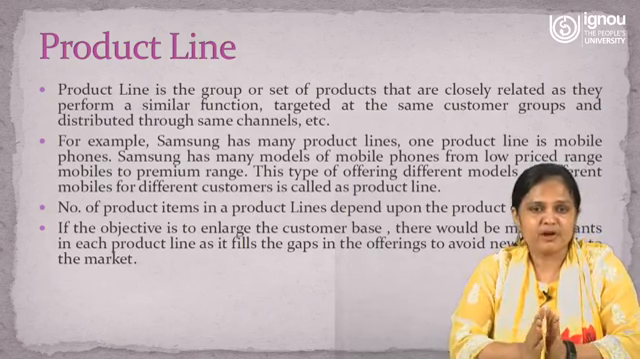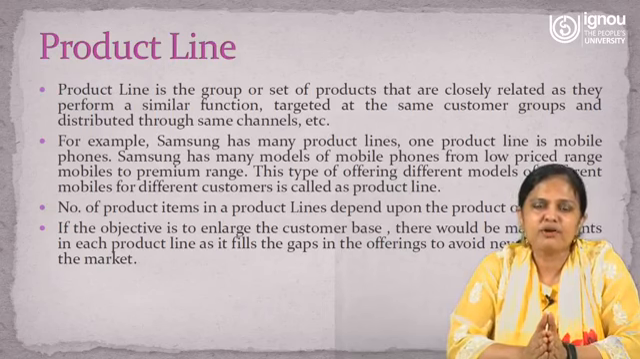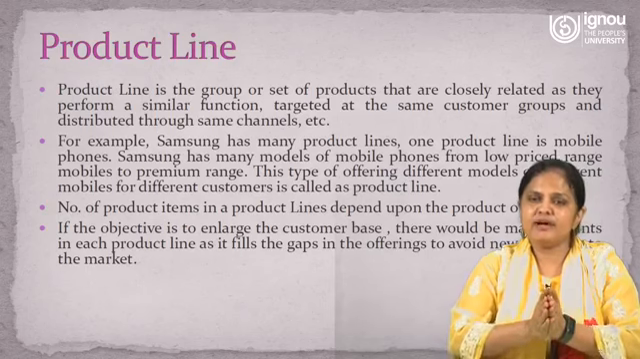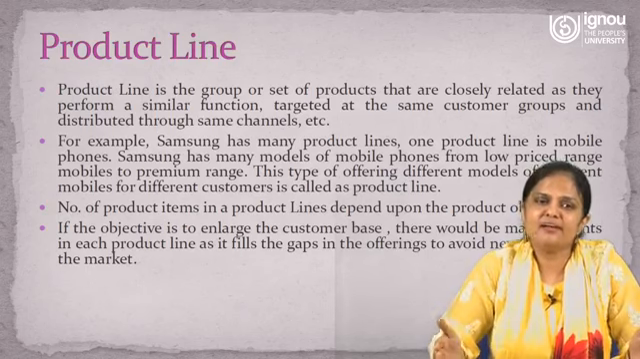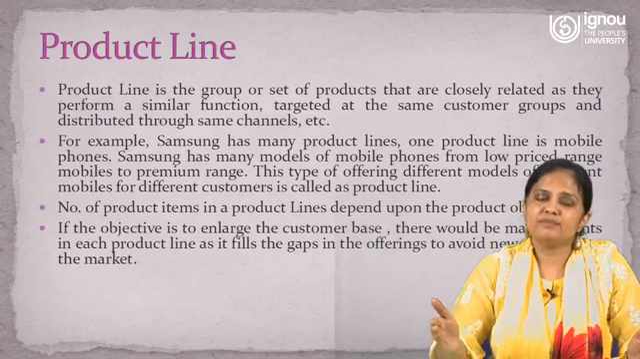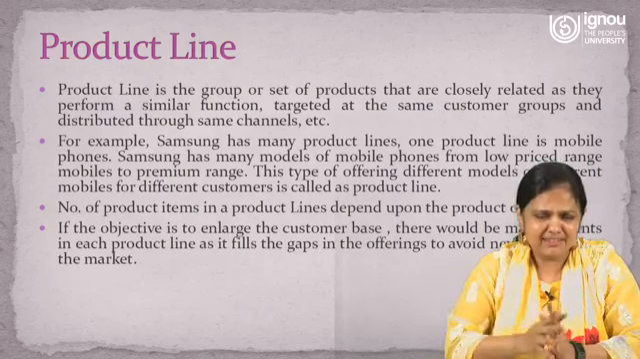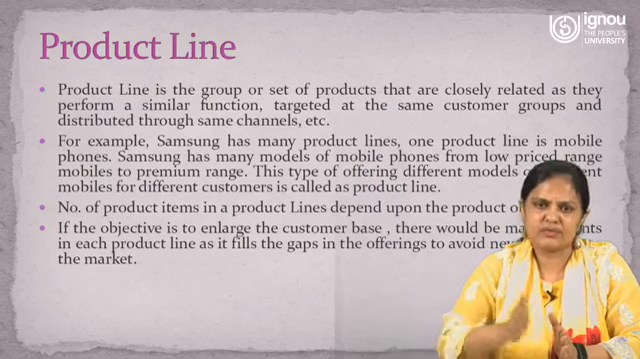The number of product items in a product line depends on the product objective. So what kind of product objectives the company is setting determines how many products are going to be there in the product line, right? We'll discuss how in the subsequent slides.